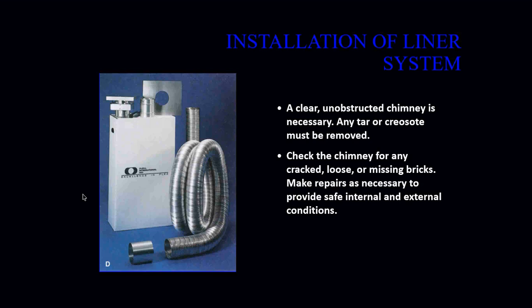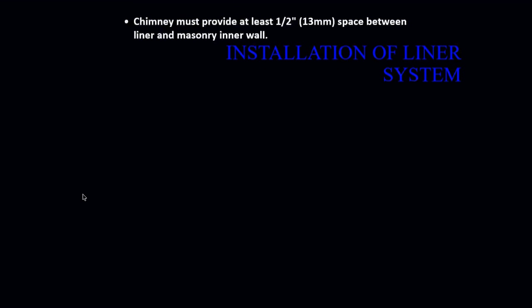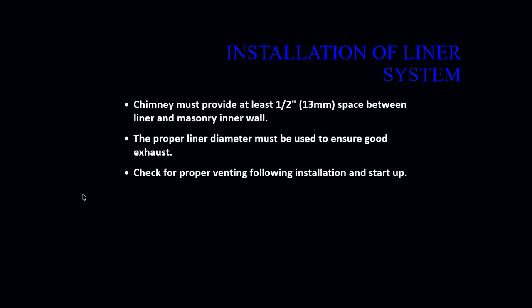A clear, unobstructed chimney is necessary. Any tar or creosote has to be removed. Check the chimney for any cracks, loose or missing bricks, and make repairs as necessary to provide safe internal and external conditions. And if it cannot be done, the chimney needs to be replaced. Chimneys must provide at least a half-inch space between the liner and your masonry inner wall. The proper liner dimension must be used to ensure good exhaust.